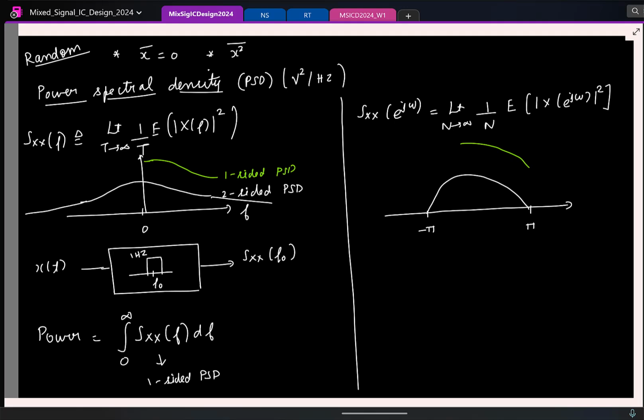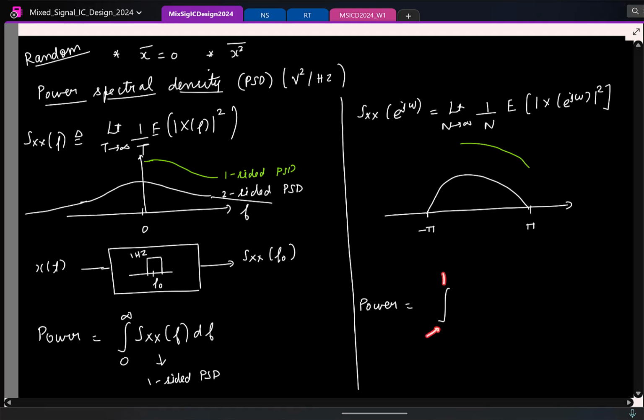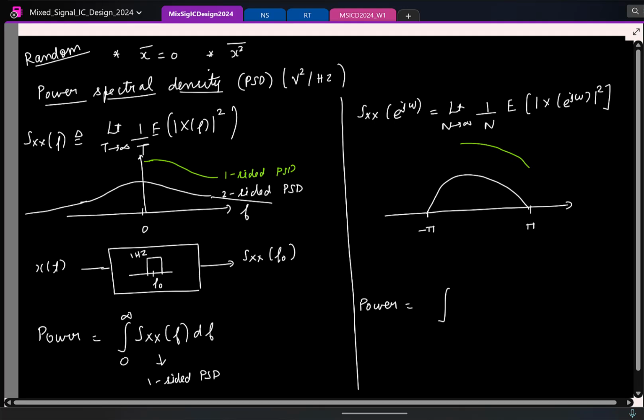So similarly, if I were to find the total power from my discrete time power spectral density, I'll have to integrate the PSD as usual. If I take the one-sided PSD, what will be the range of frequencies for integration? 0 to pi. Single-sided PSD, so it is the same thing, Sxx of e power j omega d omega.